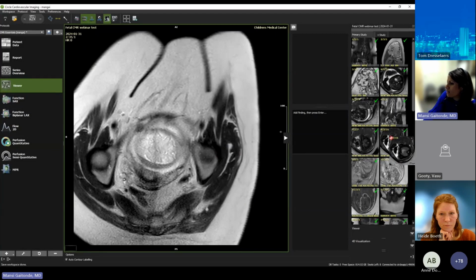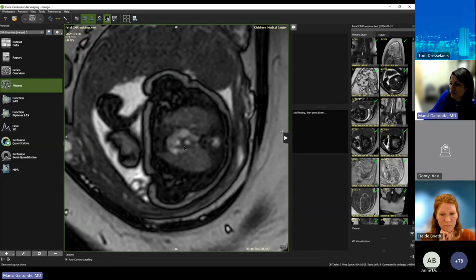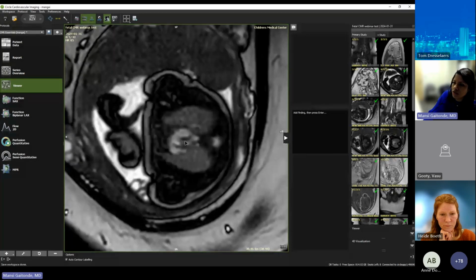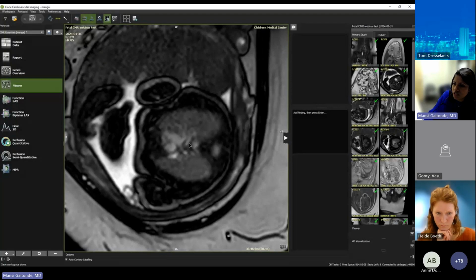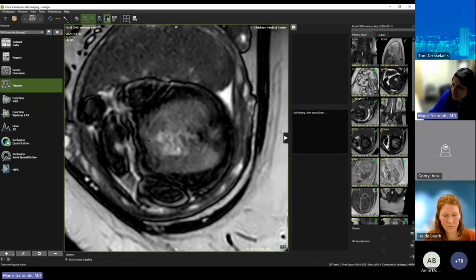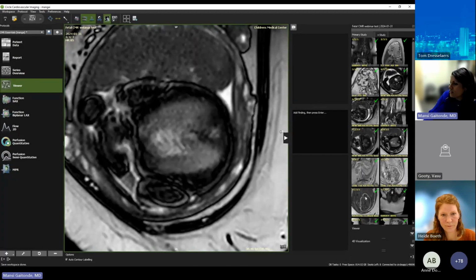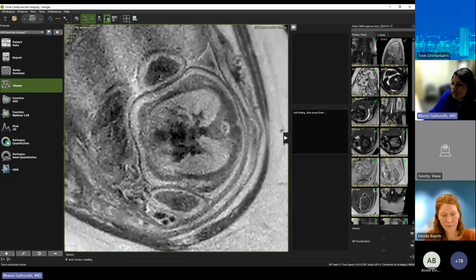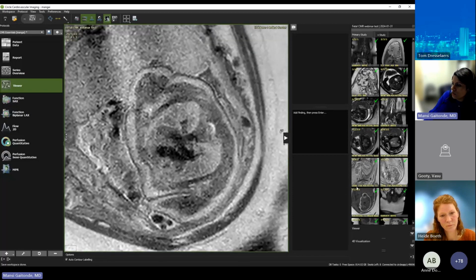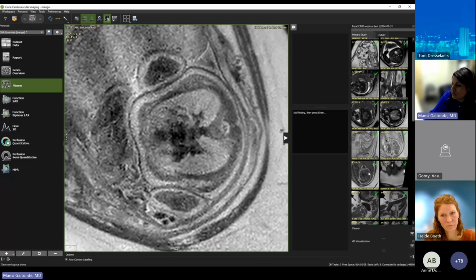So we tried to start off with some Cine imaging, but you can see here that we're in the area of the outflow tracts, but in these images the baby was just moving so much that this was really not diagnostic at this moment in time. We spent a little more time trying to focus on some black blood imaging, but this was all very blurry and very difficult because the fetus decided that he did not want to be still at all.